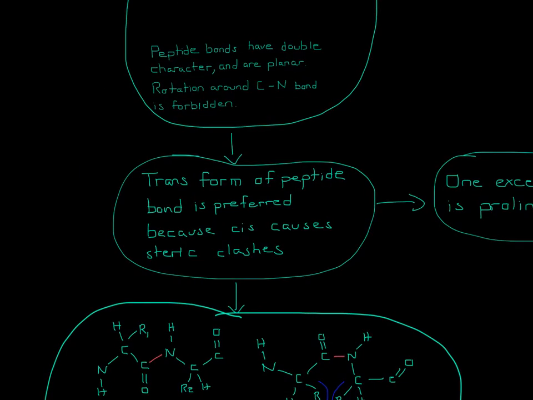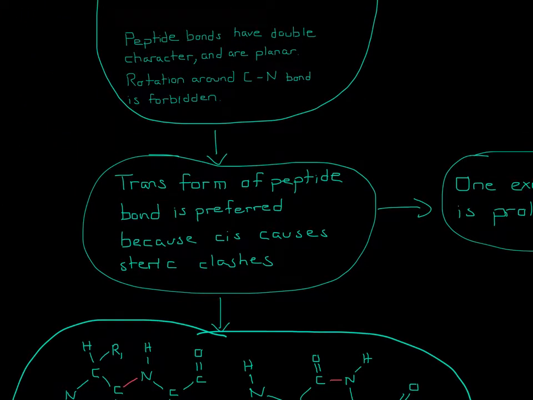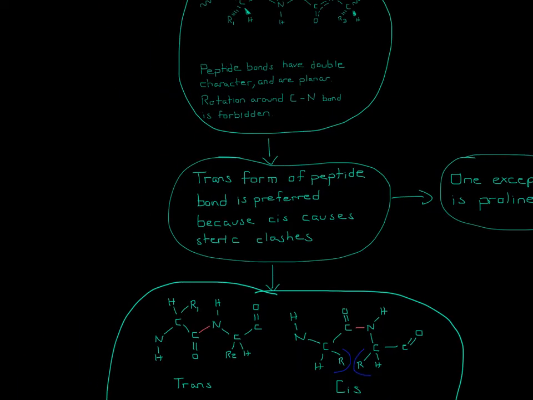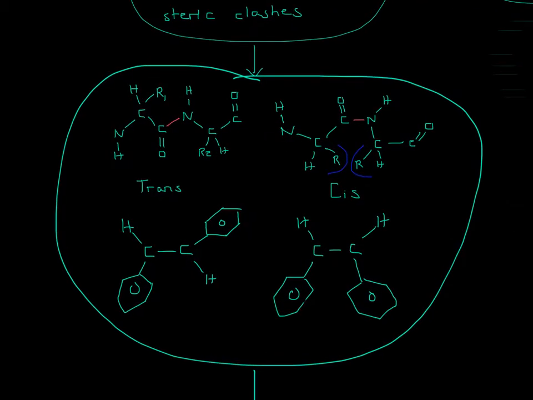Okay, so another thing is the trans form of the peptide bond is preferred because the cis causes steric clashes. So let's talk about that. So here's the bond in the trans form. You have the peptide bond right there. This is the trans form, and over here, this is the cis form. Notice how over here it's pretty clear and open, but here where the blue marks are, there will be steric clashes. Obviously this isn't good because these two things will hit each other, and that's not favored in real life. It's favored when everything's as far apart as possible.